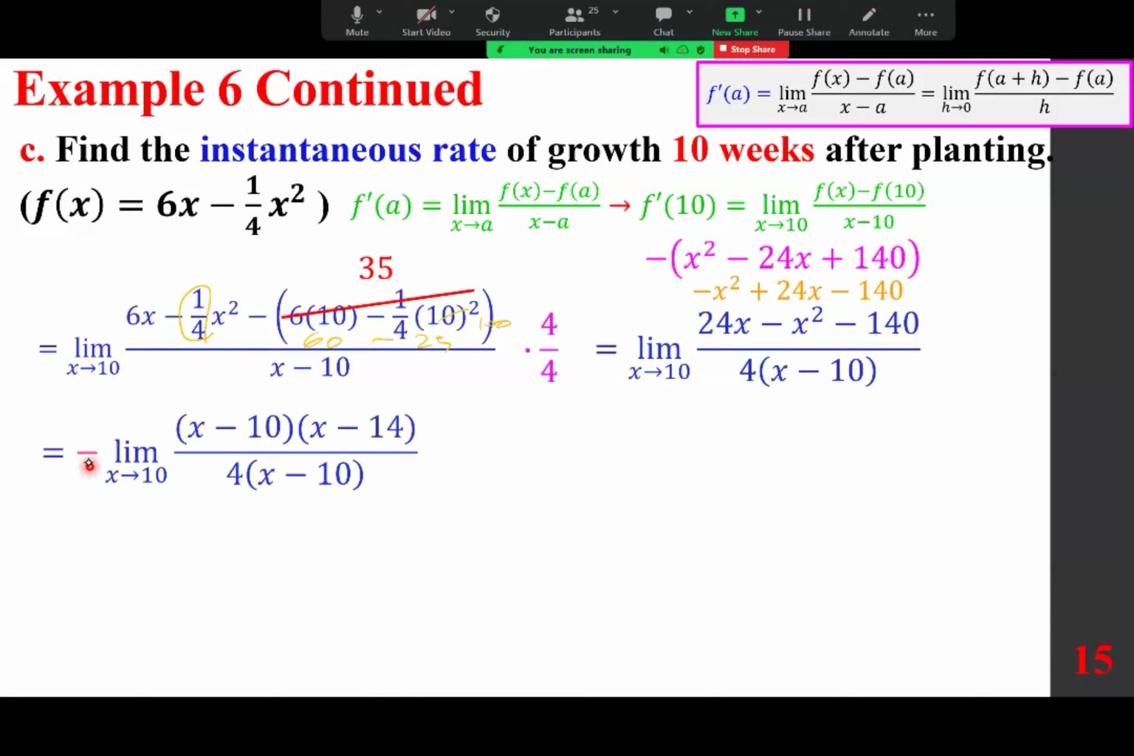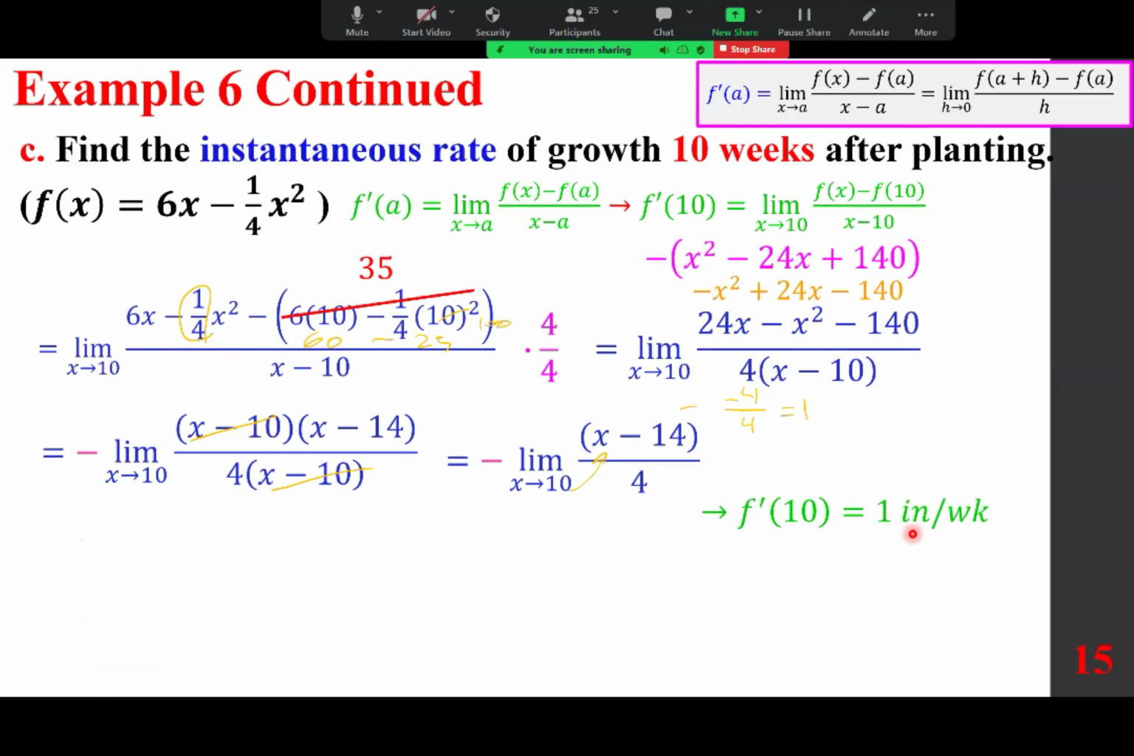The constant negative 1. And the numerator becomes x minus 10 times x minus 14 over 4 times x minus 10. We want to take the limit as x approaches 10. These two cancel each other. And now, if I plug in 10, I get minus 4 over 4, which gives me 1. And 1 inch per week. The units are the units of the numerator over the denominator.